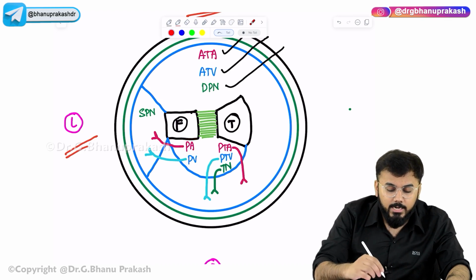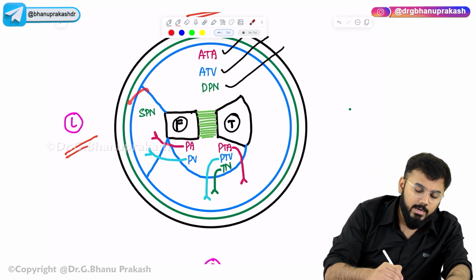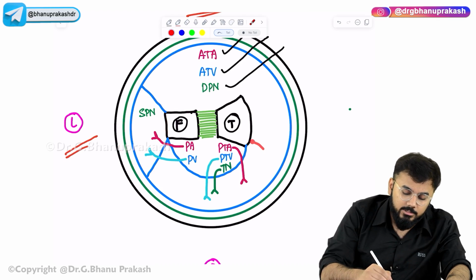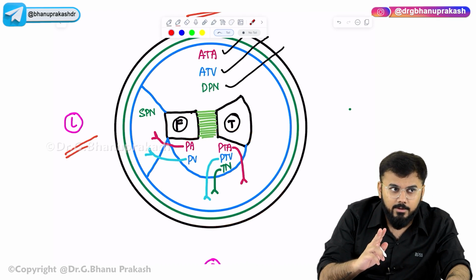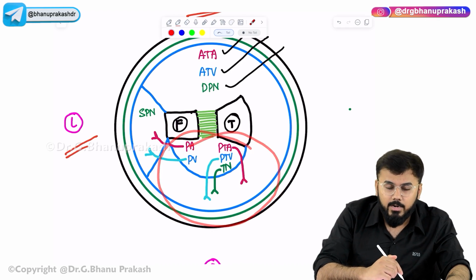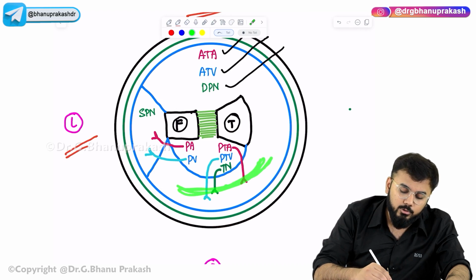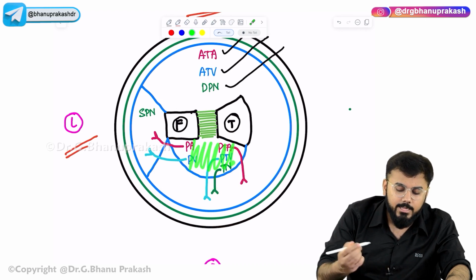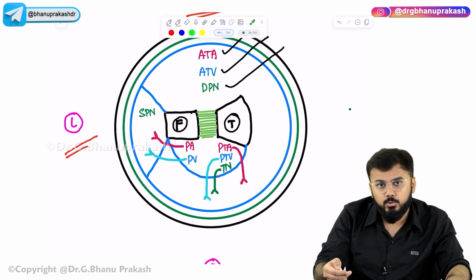Now in the posterior compartment, right? So this is your anterior compartment. This is your lateral compartment, and this is your posterior. In the posterior, you see there are two compartments again. This particular one is called the posterior superficial compartment. This particular one is called the posterior deep compartment. How many compartments? Two. Posterior superficial and posterior deep.